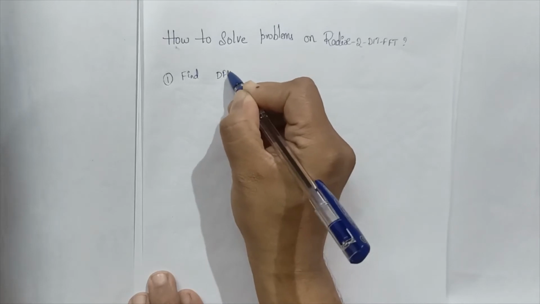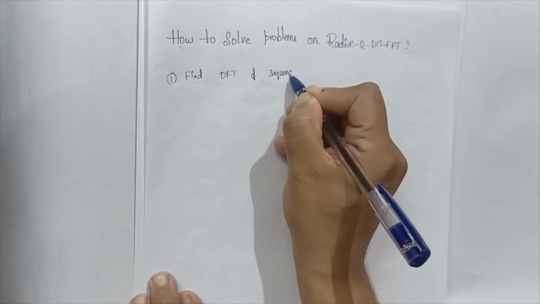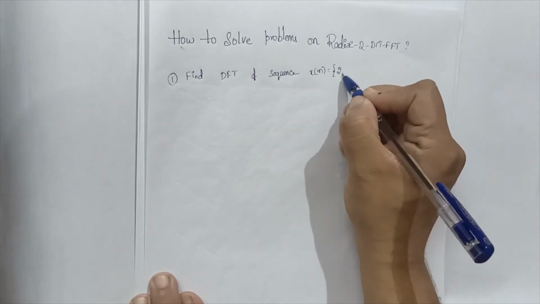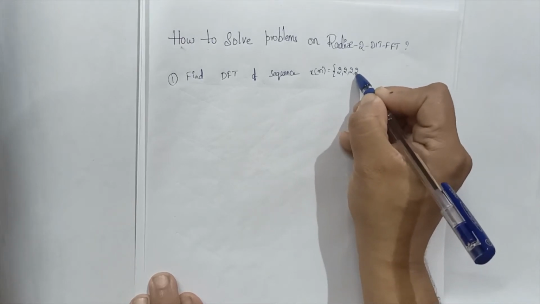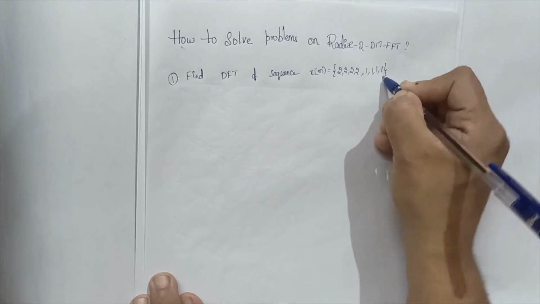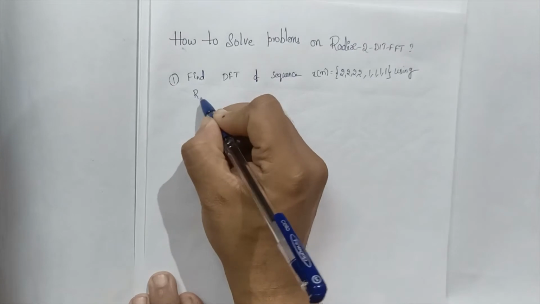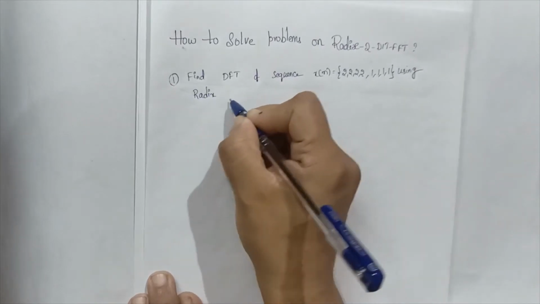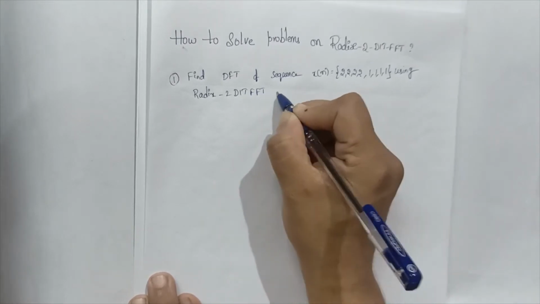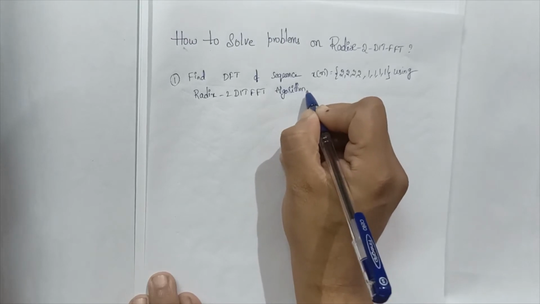Find out the DFT of the sequence x of n is equal to 2, 2, 2, 2, 1, 1, 1, 1, using the radix 2 DIT FFT algorithm.